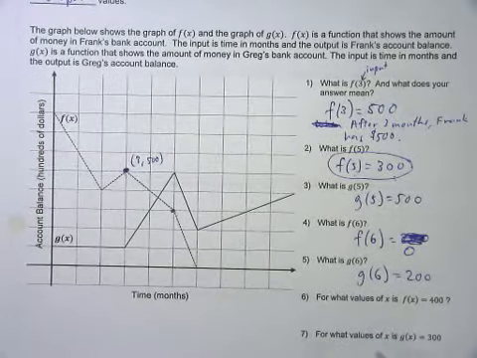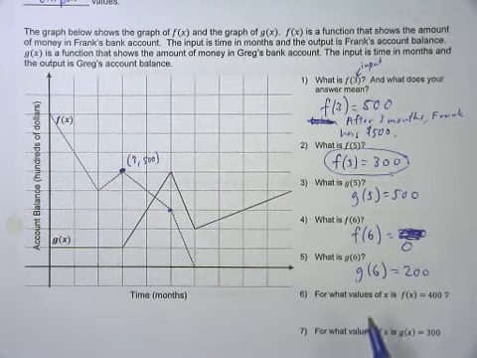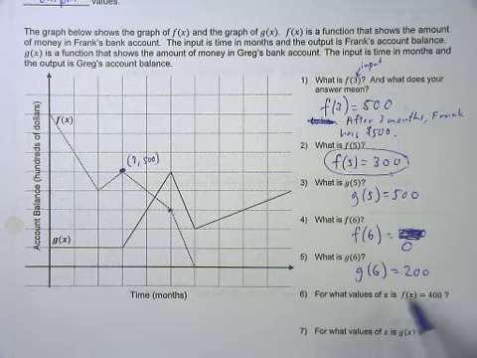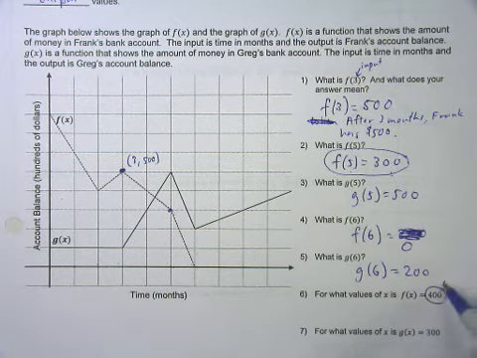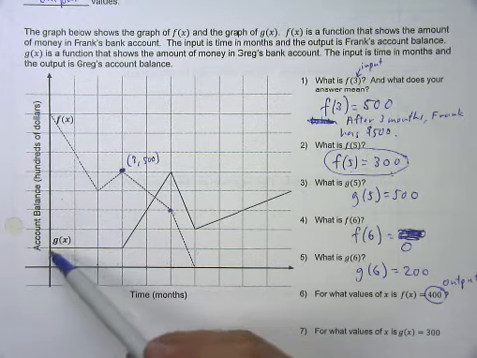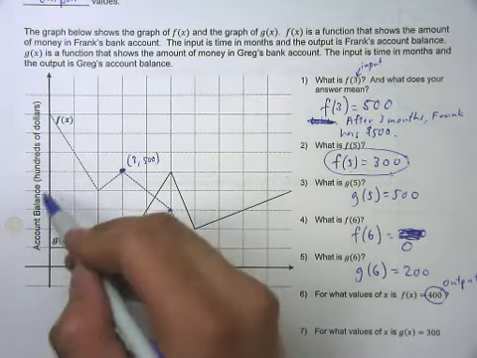All right, last 2 questions here. For what values of x is f of x equal to 400? So we're talking about the f function, f of x. For what values of x is the output going to be 400? Remember, this is our output. So let's think about that. Let's look at our graph. What values of x are going to give us an output of 400? Well, let's see, where's 400? 100, 200, 300, 400 is here.